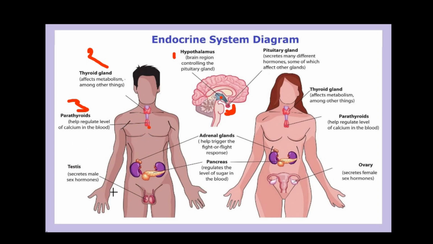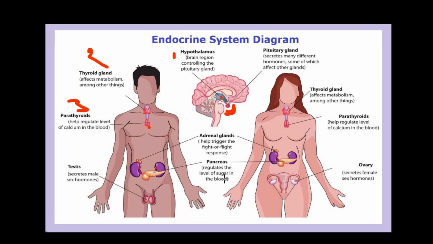And then we have the testes. This is what we mentioned when we were talking about the testes, which secrete male sex hormones. They help to produce those secondary sexual characteristics in men. And then the adrenal glands on top of the kidneys, one on each kidney, help trigger the adrenaline for the flight or fight response. Then we have the pancreas, which regulates the level of sugar in the body.